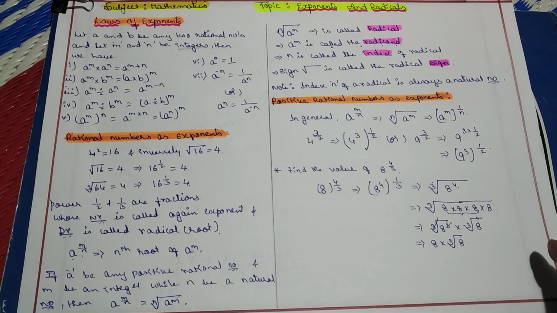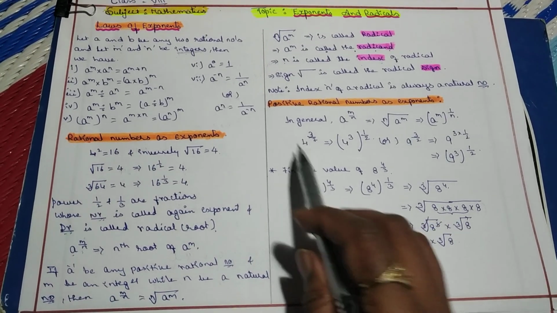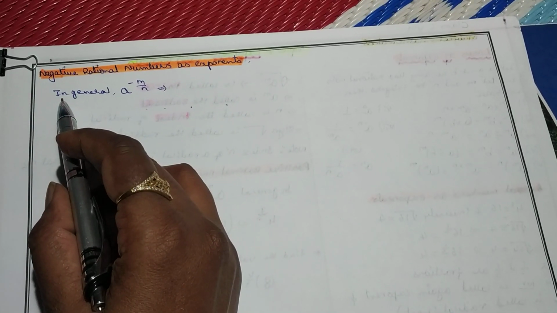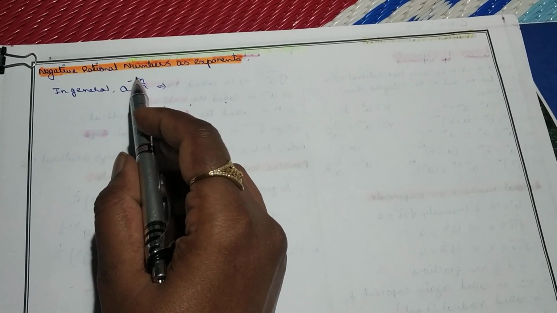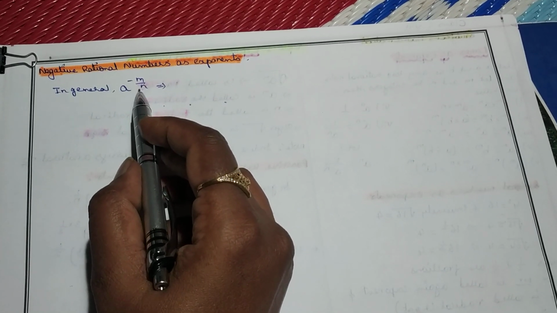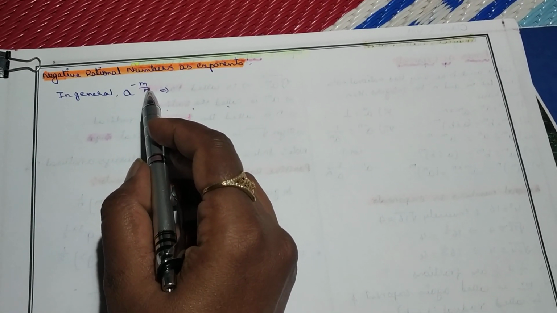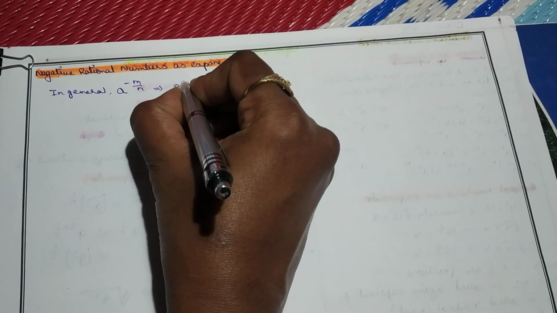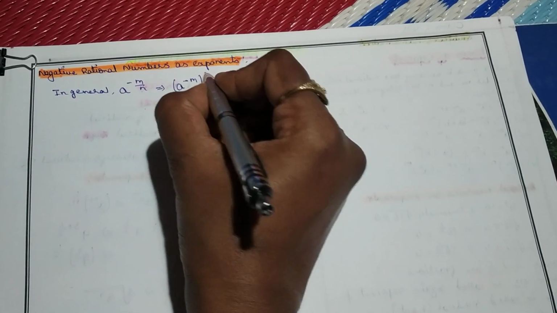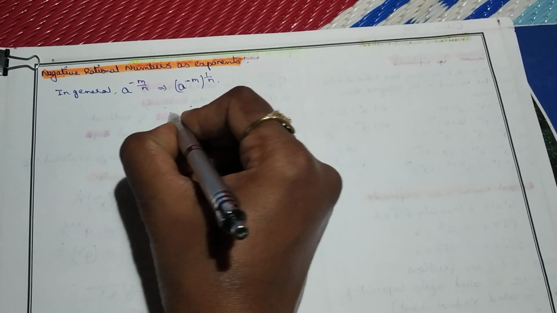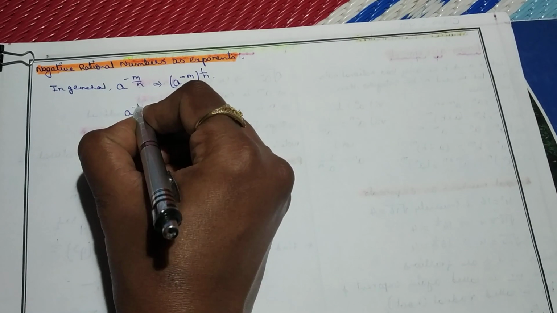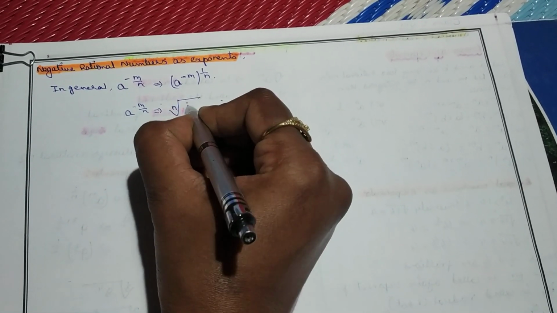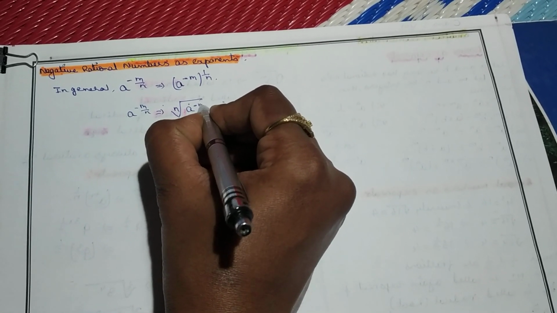Now we'll study negative rational numbers as exponents. In general, a to the power of minus m by n, it is clearly said under the note that the index should be a natural number. Then I can write a to the power of minus m whole to the power of 1 by n. Then it can be expressed as the nth root of a to the power of minus m.